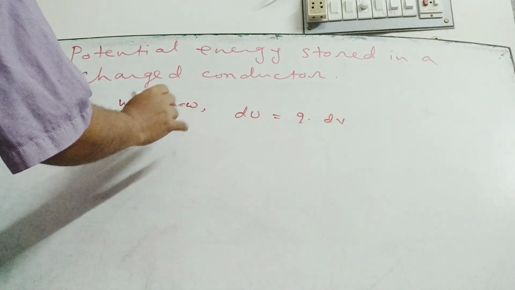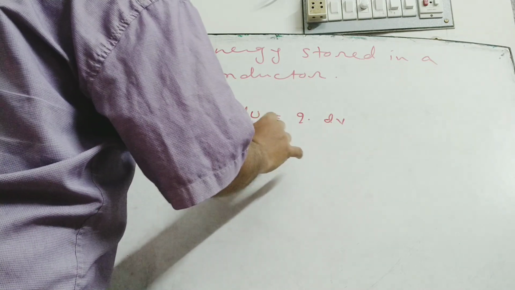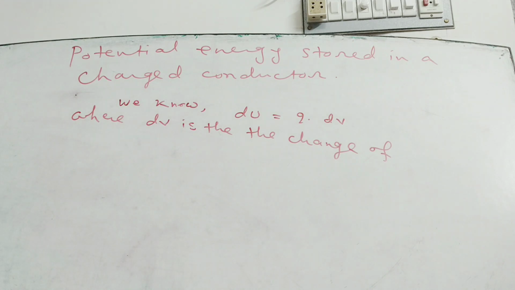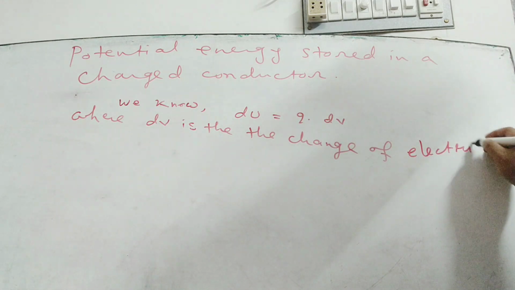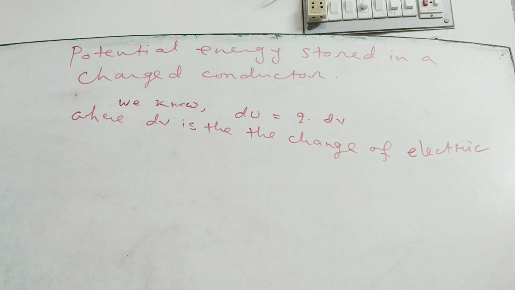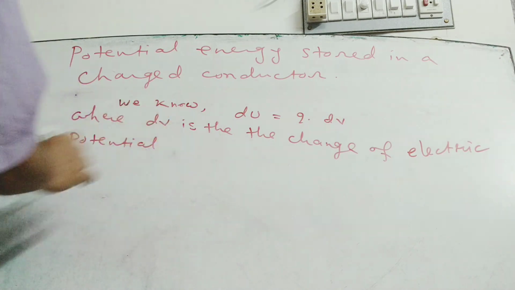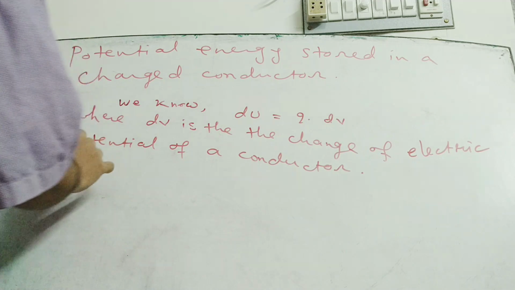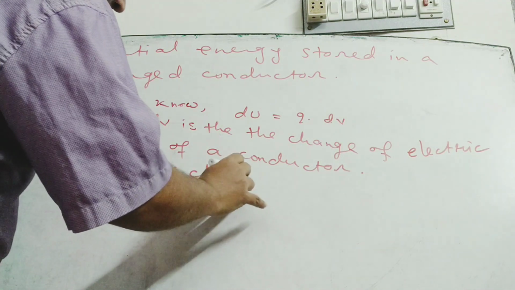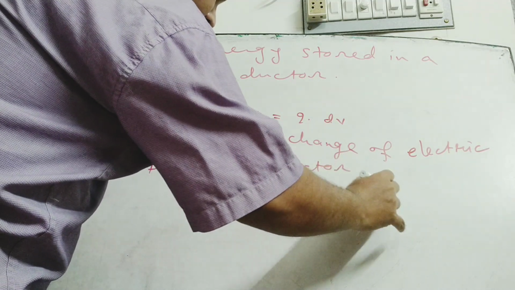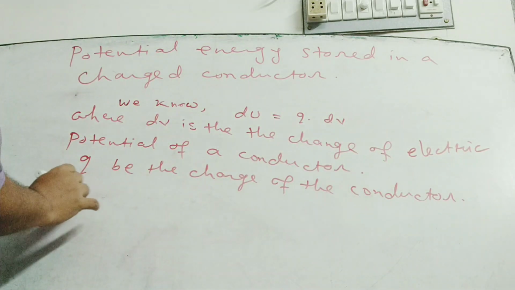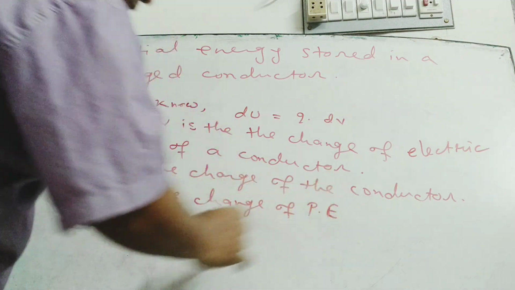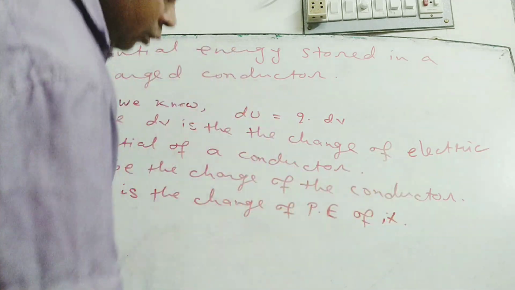where dV is the change of electric potential of a conductor, q is the charge of the conductor, dU is the change of potential energy of this conductor.